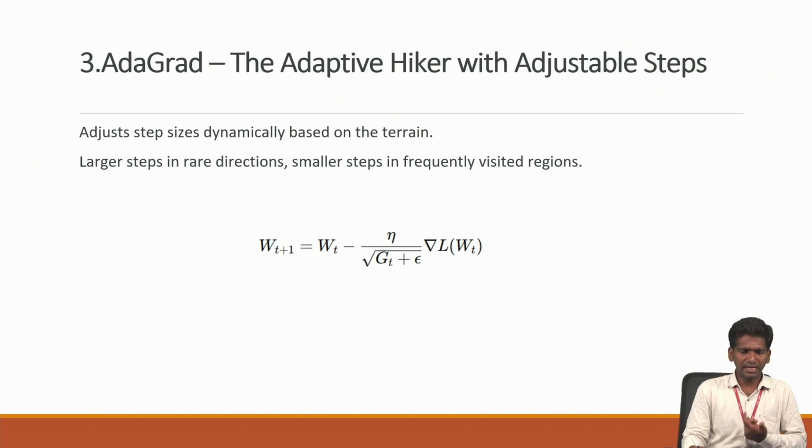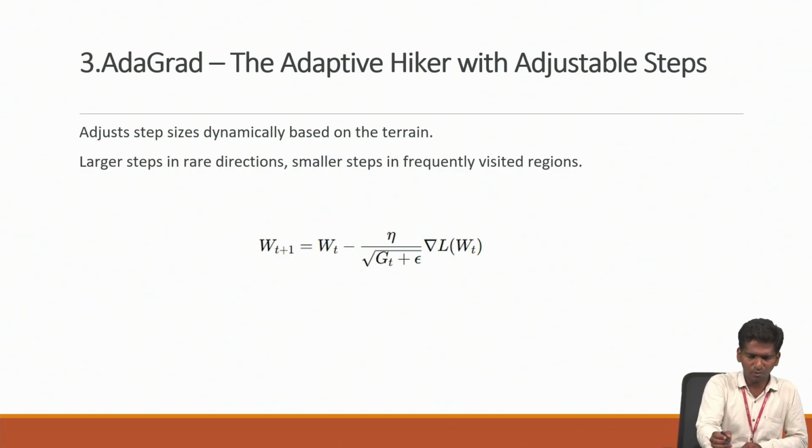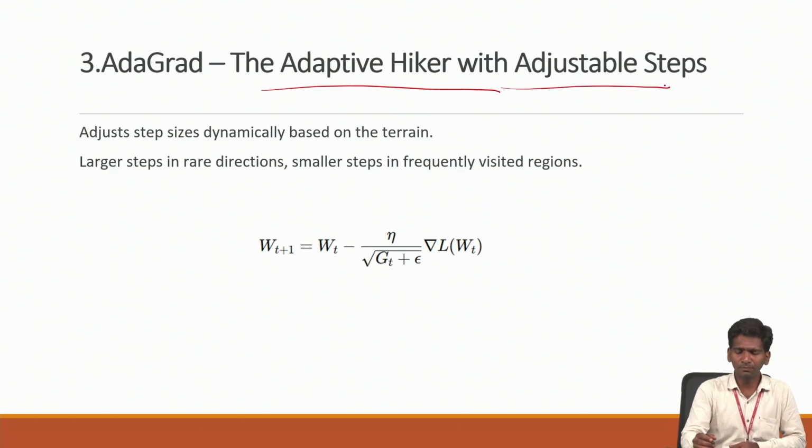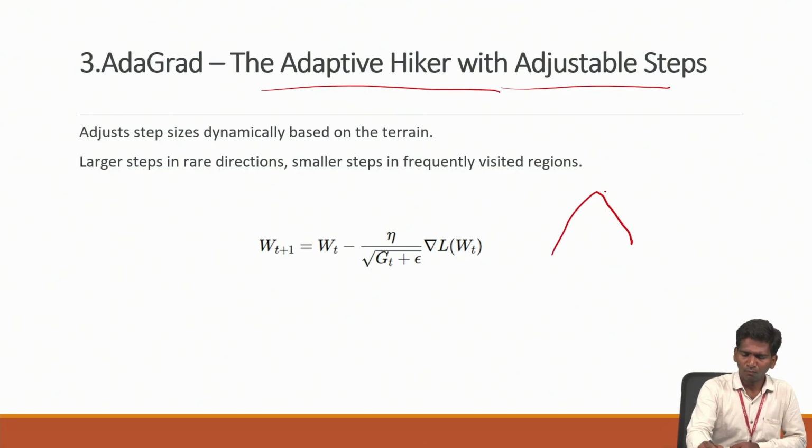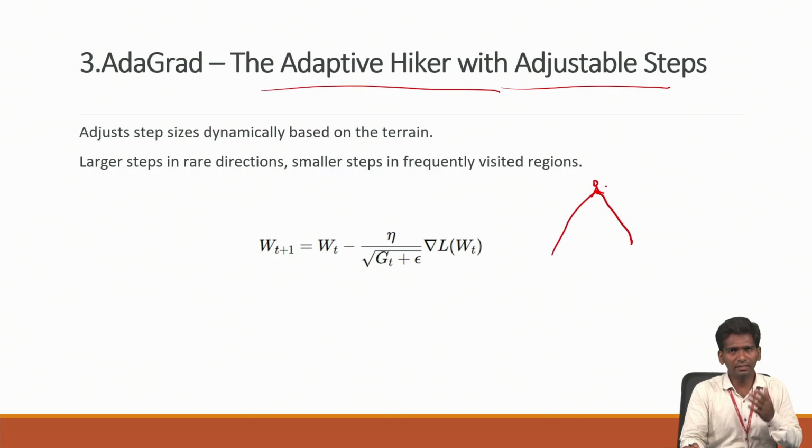Okay, so next, AdaGrad. So what is AdaGrad? This is the combination of gradient descent and momentum based optimization. Okay, so the adaptive hiker with adjustable steps. Here what I will do, I will walk and I will run. Previously in gradient descent I will just walk and try to reach, whereas in momentum based, I'll try to run and I'll try to reach the bottom.